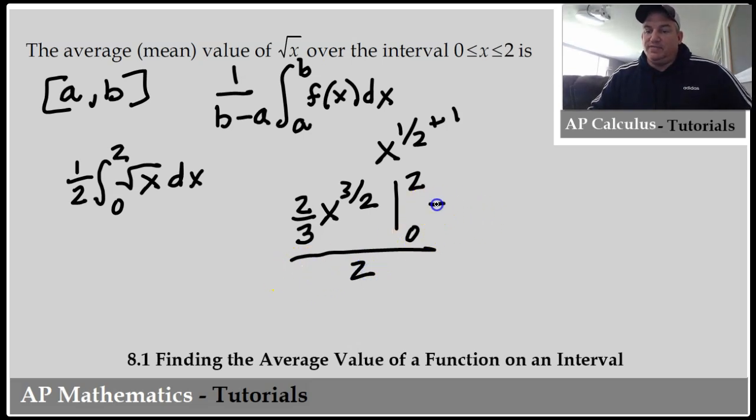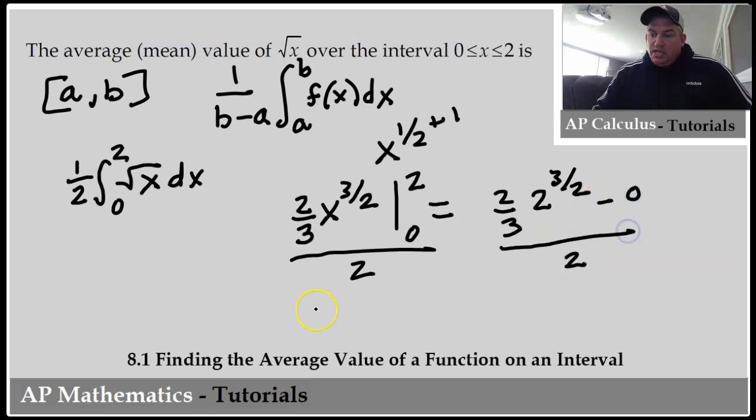So we can find this value by putting 2 in, and I do get 2/3 times 2 raised to the 3/2, minus 0, all over 2. So again, an answer of 2/3, we'll leave that there.